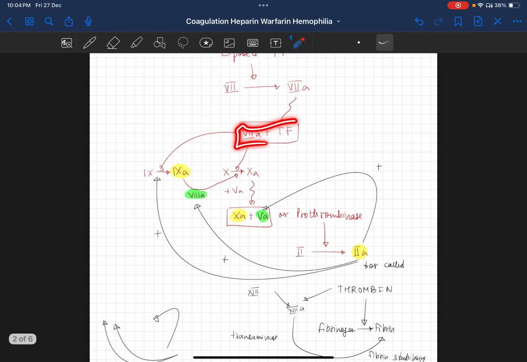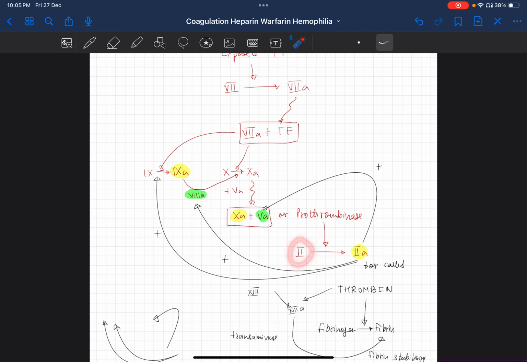Now this complex will mainly activate factor 10. Now factor 10 will bind to activated factor 5A, which was activated in some other scenario. We will talk about that later. This 10A will bind to 5A. This 10A 5A complex is called the prothrombinase.